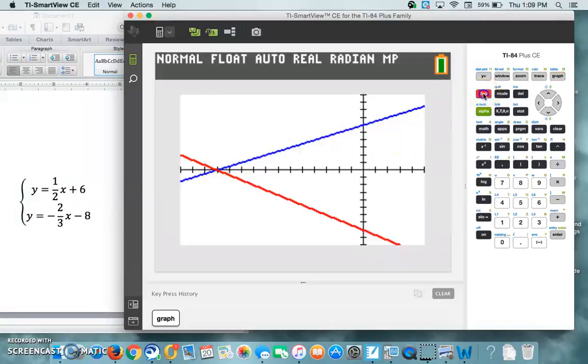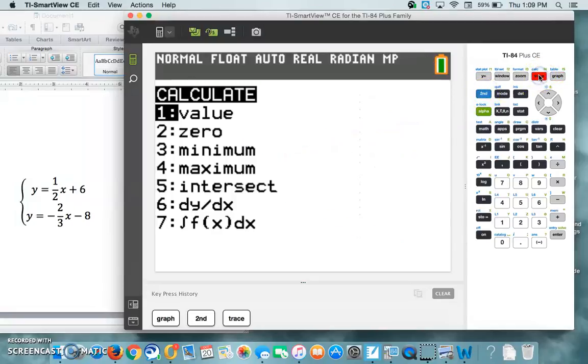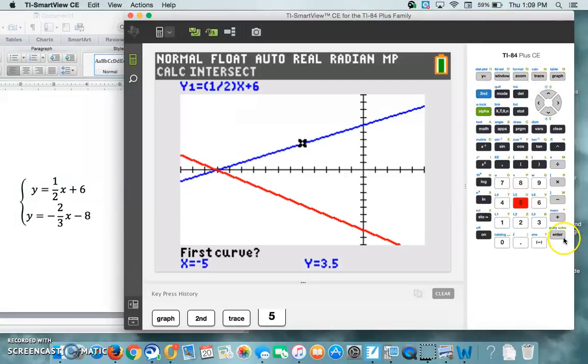And again, second, calculate. I'm looking for the intersection. My first curve is y1, so I push enter. Second curve, y2, so I push enter. Do I want it to guess? Yes, I do, so I push enter. And it calculates the intersection point. X is -12, y is 0.